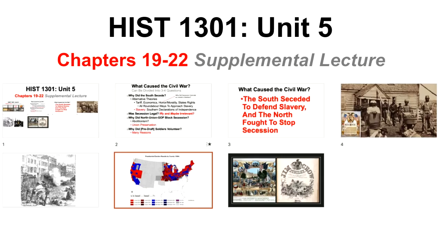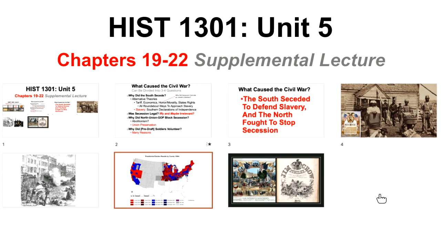Hello, class. I want to go over some learning objectives for Unit 5 that have proven most difficult over the years. On the one hand, this is somewhat of an easier unit because you can really focus in on one topic, which is the Civil War era. We already introduced the sectional crisis back at the end of Unit 4.